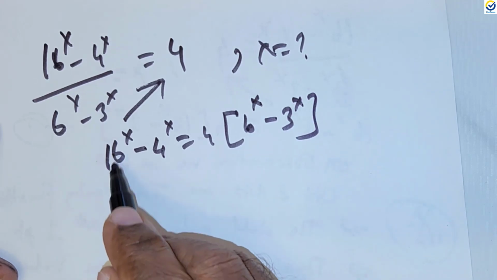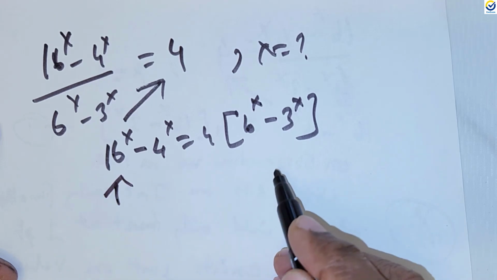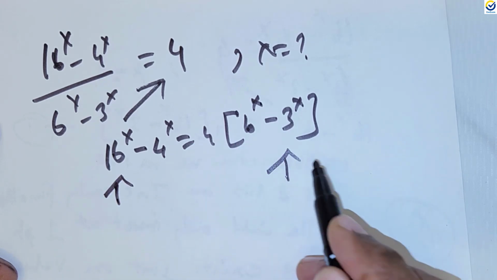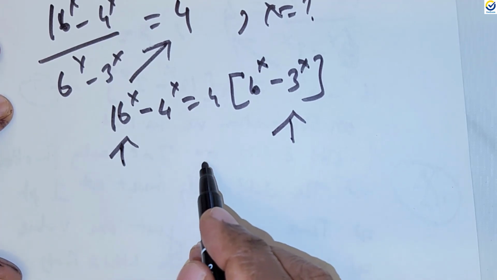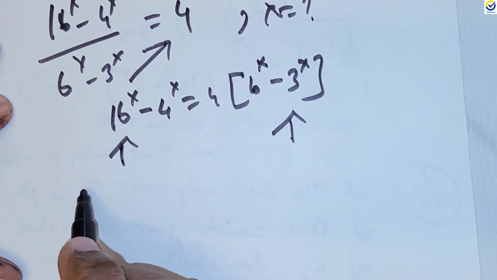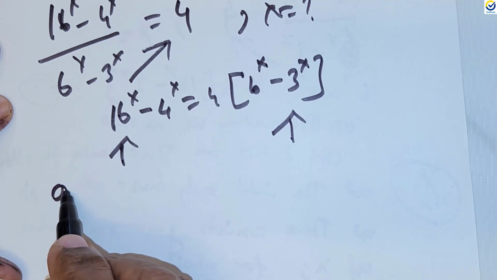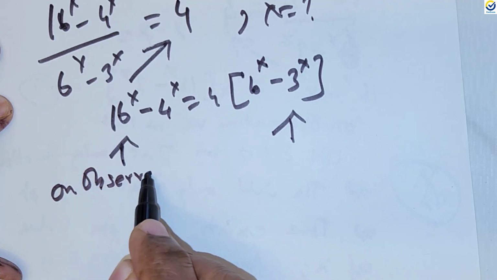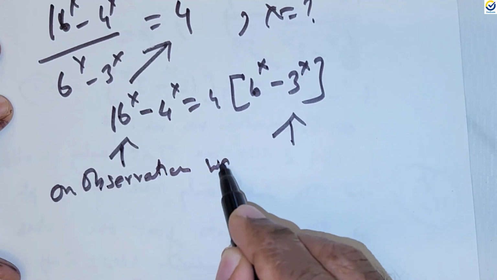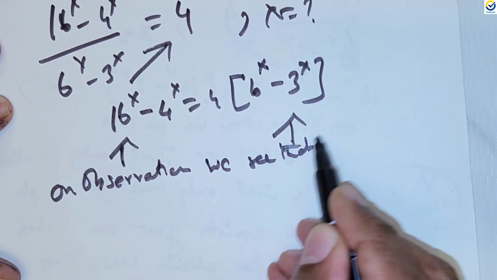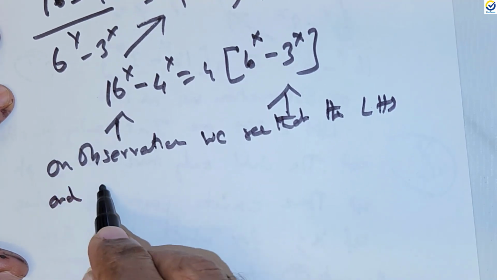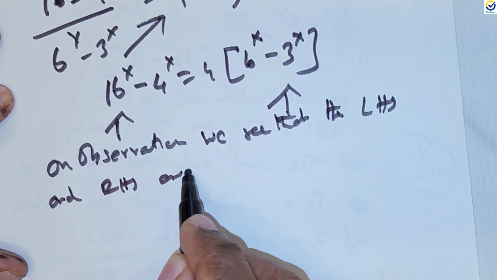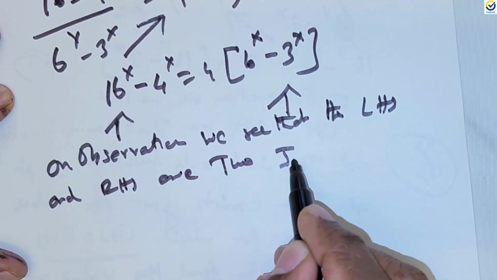Now if you see the left side, this is an increasing function. If you see the right side, this is also an increasing function. So these two functions can only intersect at one point. That is what I am going to state here. Okay, on observation, we see that the left hand side and right hand side are two increasing functions.